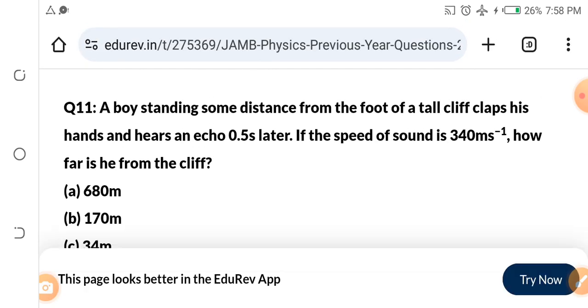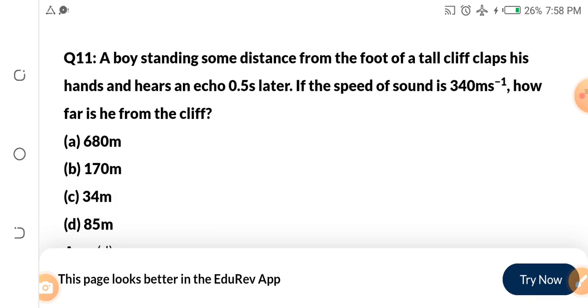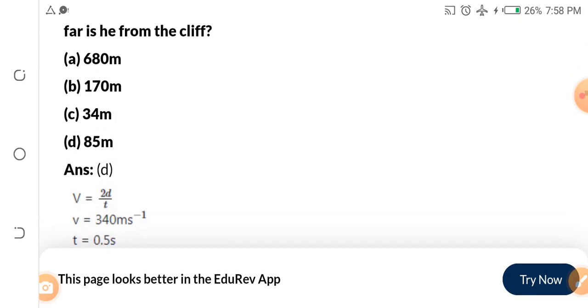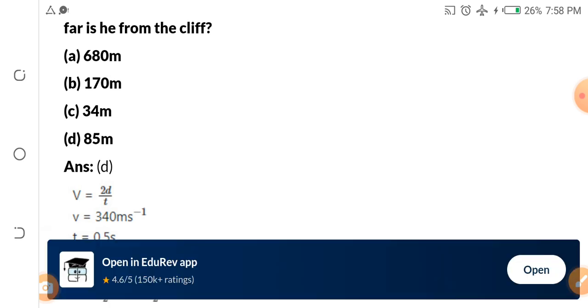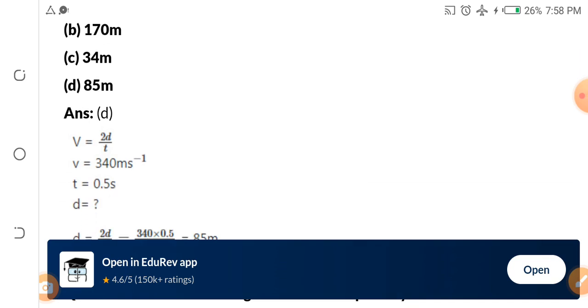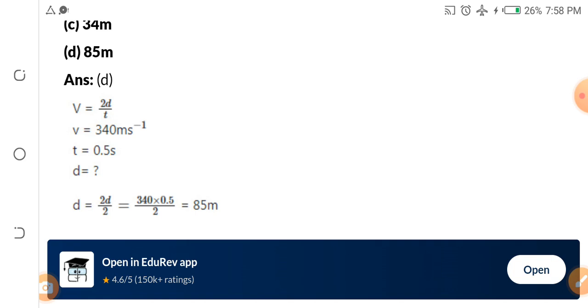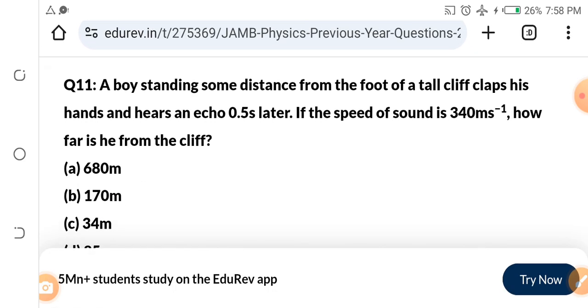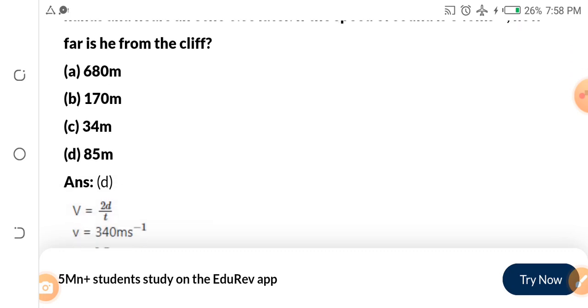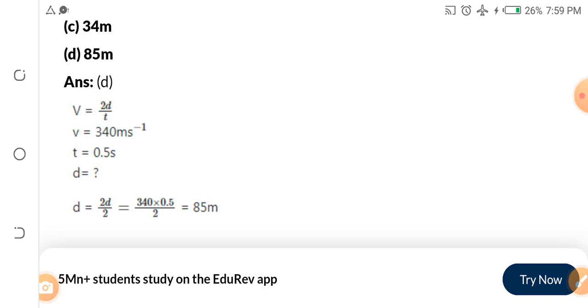A boy standing at the foot of a tall cliff claps his hand and hears the echo 0.5 seconds later. The velocity is 2 times distance over time, and velocity is 340 meters per second, and time is 0.5. You can see they were given to you. Then the distance is what? The question is, how far is he from the cliff? By how far, it means distance. So you can already substitute these values.